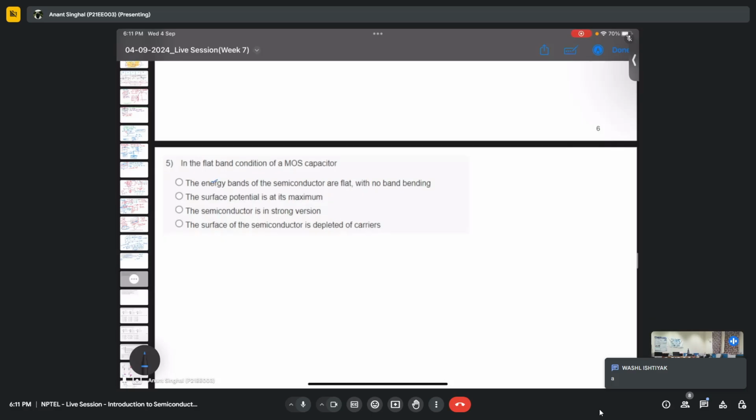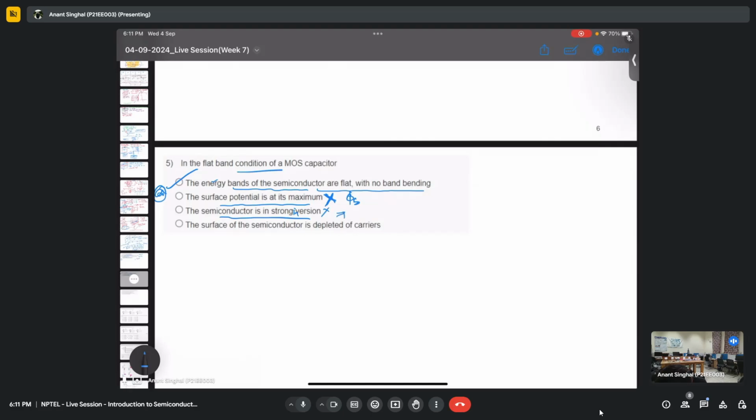Flat band condition is when the energy bands of the semiconductor are flat. So that is correct, yes. But we should check all the other options. The surface potential is maximum. This is wrong. Surface potential is negative. I guess you can now relate. The semiconductor is in strong inversion. I guess this was inversion. So this is also wrong.